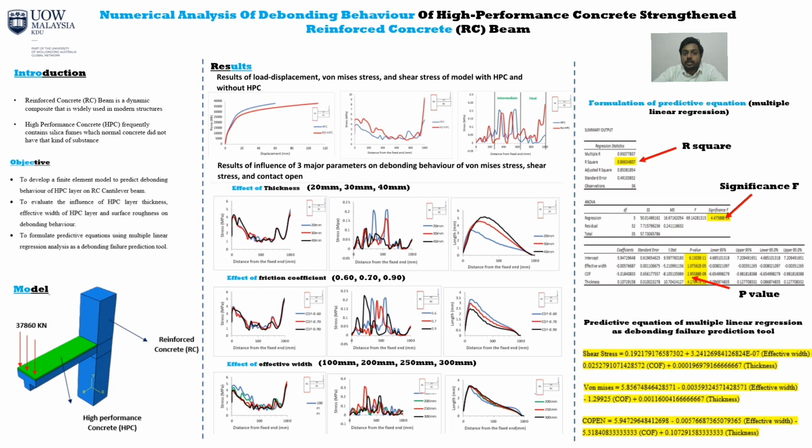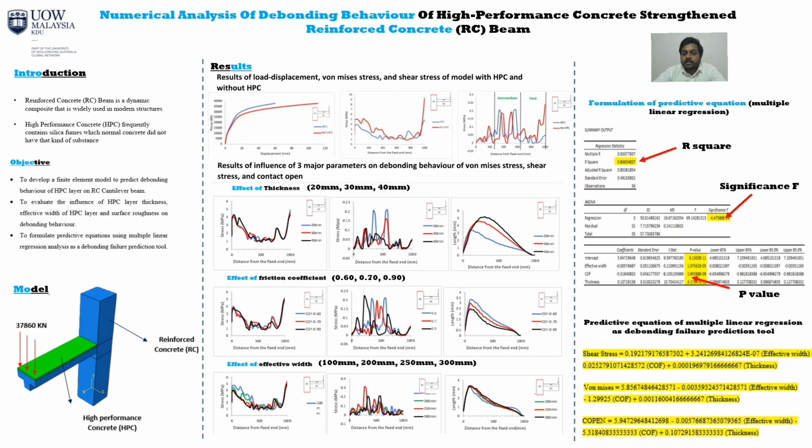The first objective is to develop a finite element model to predict debonding behavior of HPC layer on RC cantilever beam. The second objective is to evaluate the influence of three major parameters, which are thickness, effective width, and friction coefficient. And the final objective is to formulate a predictive equation using multiple linear regression analysis as a debonding failure prediction tool.